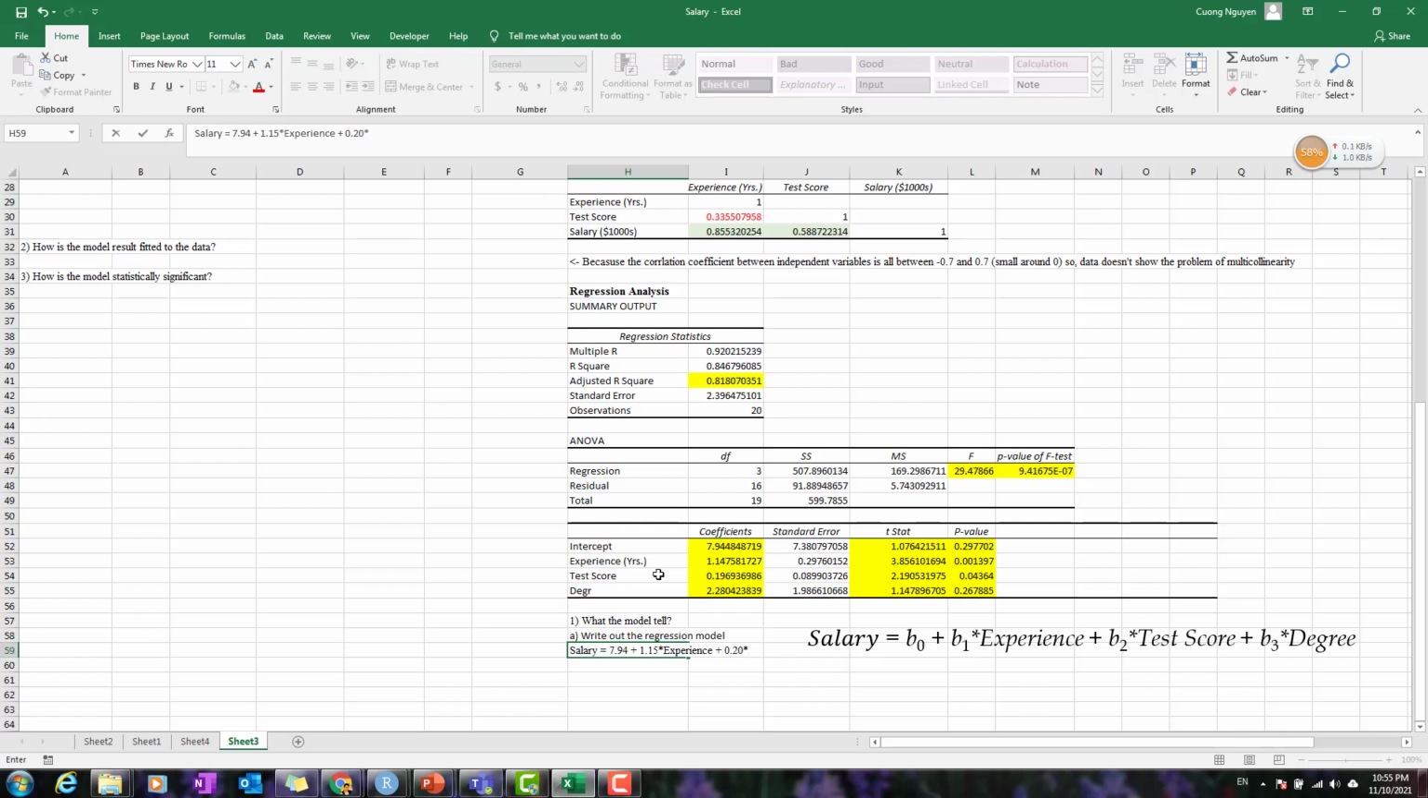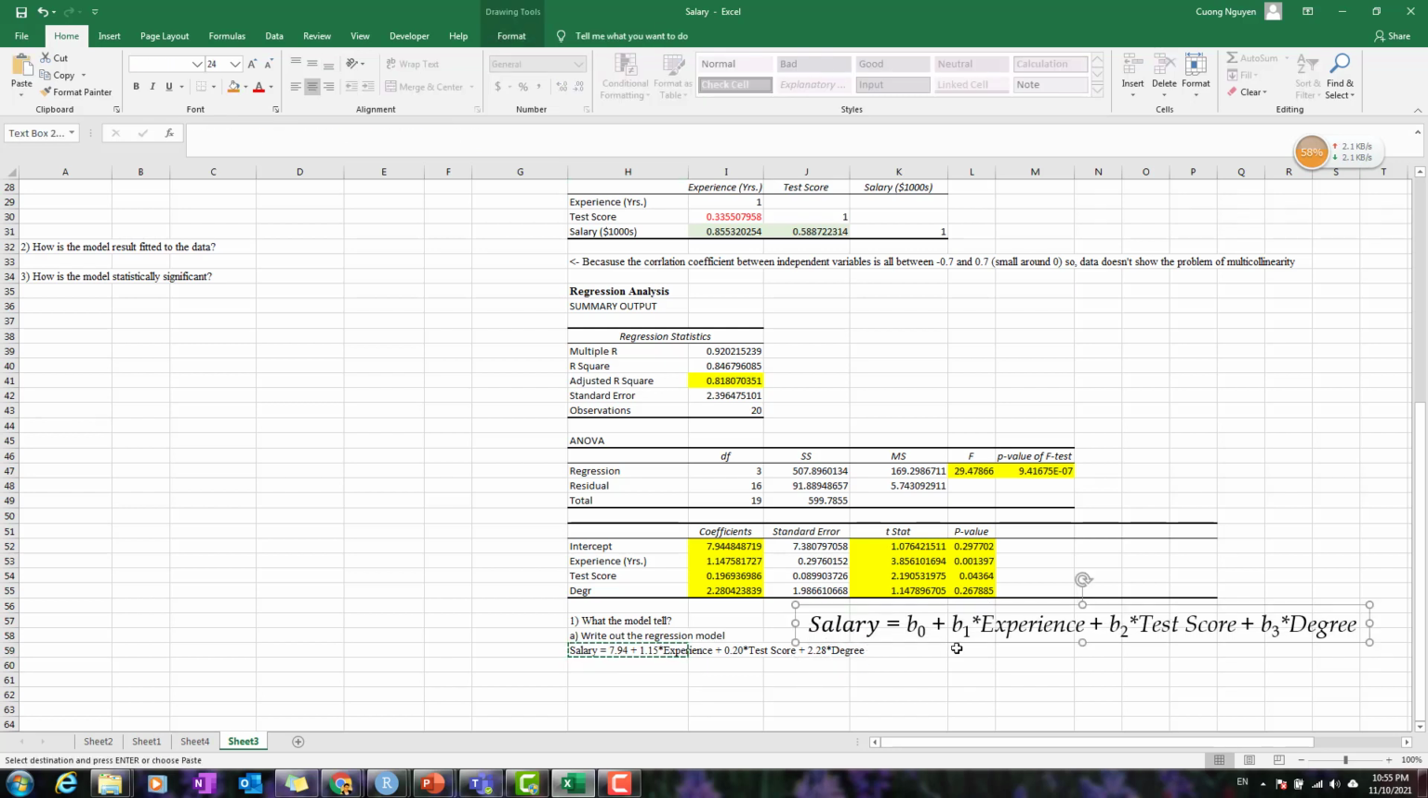Okay, and we just round it up, and time for test score, and finally plot for 2.28, time for the degree. Okay, right. So this could be how it looked like. I will just move it a little bit. Just move it up a little bit. Okay. Now I have the graph of the regression model.